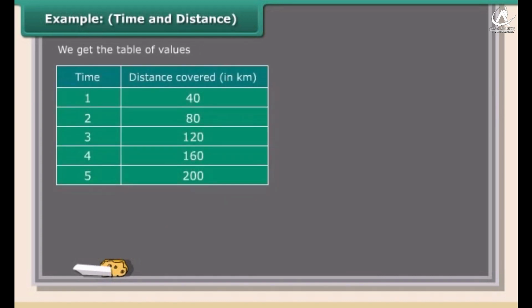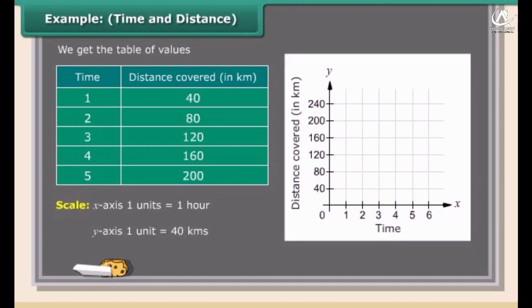We get the table of values. Scale: on the x-axis, 1 unit is equal to 1 hour. On the y-axis, 1 unit is equal to 40 kilometers. A. Mark time on the horizontal axis. B. Mark distance on the vertical axis. C. Plot the points (1, 40), (2, 80), (3, 120), (4, 160), (5, 200). D. Join the points. We get a linear graph.